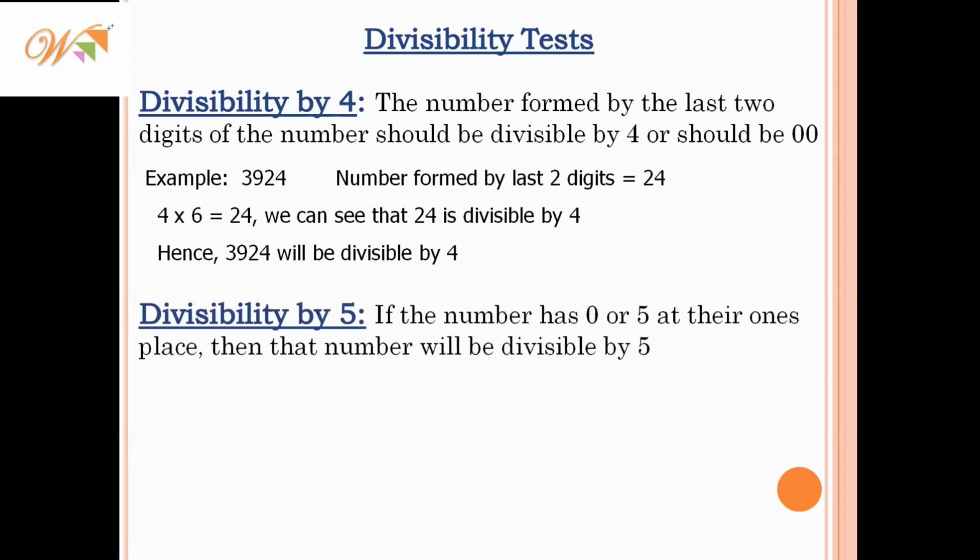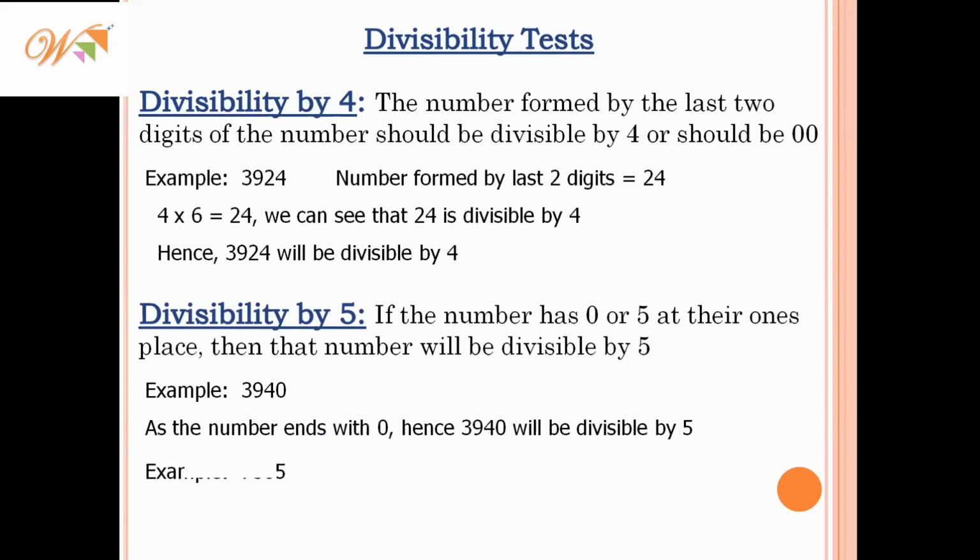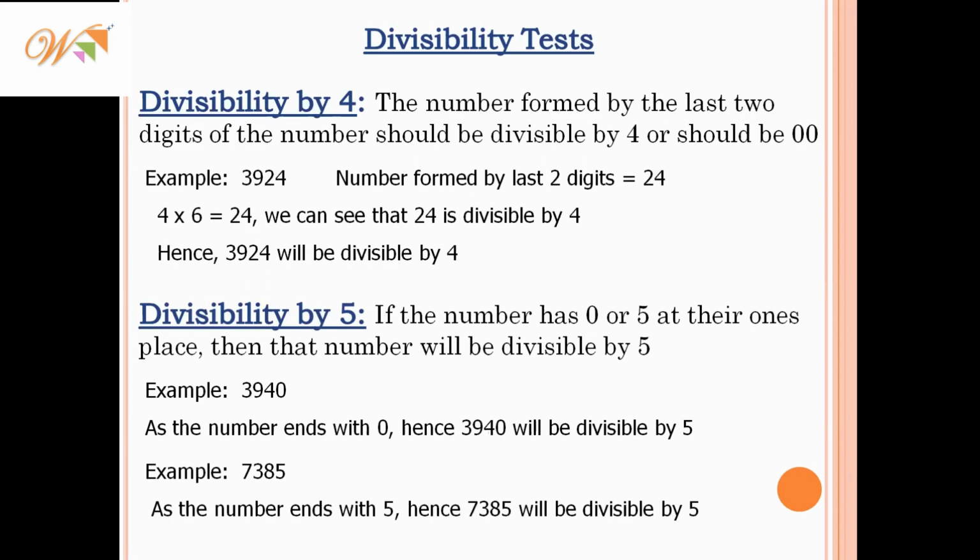Now divisibility test of 5 is very easy. Divisibility test of 5 says if the number ends with 0 or 5, or you have 0 or 5 at the units place, then that full number will be divisible by 5. So for example, again 3940, in here it's ending with 0. So this number will be divisible by 5. Let's take another example, 7385. This number is ending with 5. So this number will be divisible by 5. If you want, you can try with the long division method and test if this is correct or not.